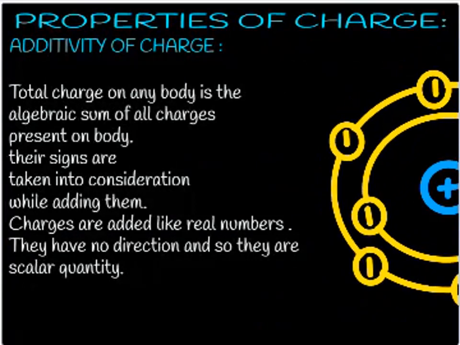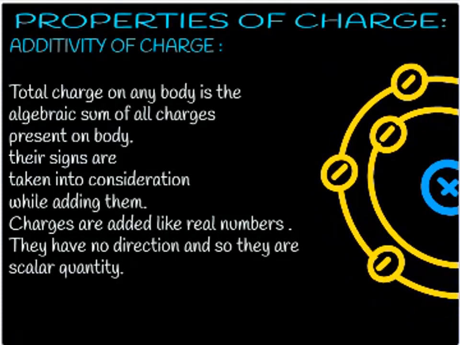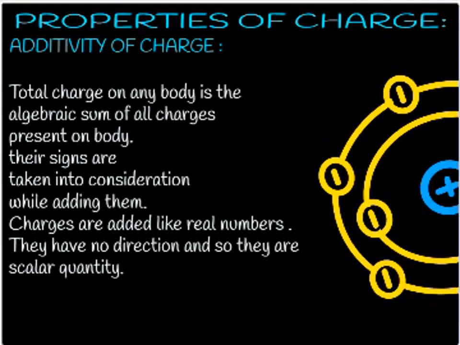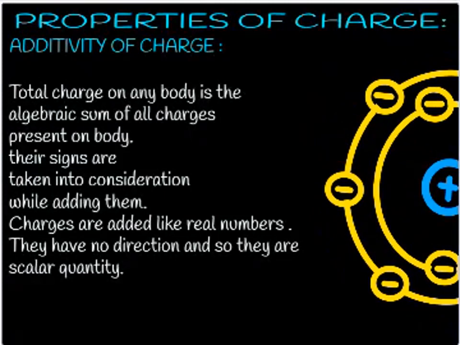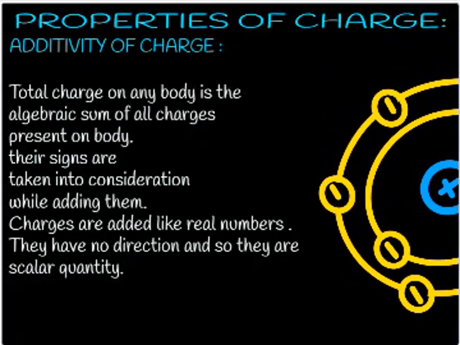The last property says that charge is additive. Adding all the charges algebraically while considering their signs gives the total charge on the body. Charges are added like real numbers. The signs on them do not represent directions. Charges are directionless and thus charge is a scalar quantity.